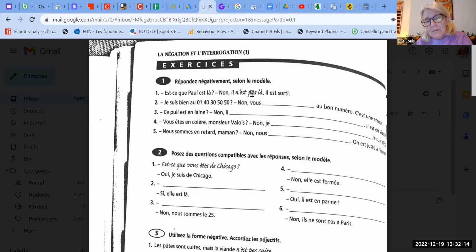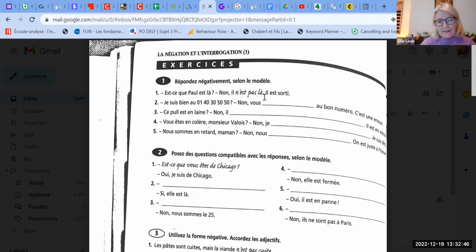That means that the second part of negation is really important to put in, because if you don't put the second part in, you don't have a negation. By just saying ne, if you drop the second part, no one will realize you're saying something in a negative sense. So we can say non, il est pas là. We could just drop the ne altogether. For all the rest of these exercises, when I say them, I'm going to say them without the ne, because that's how they're said.